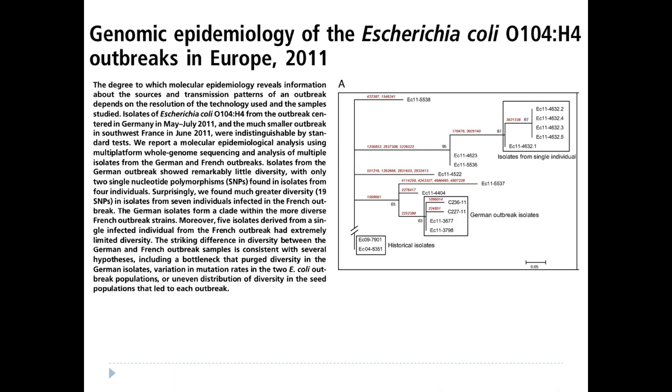Their key point was that the outbreak in Germany was very clonal. It obviously was just one point source of a strain that then explosively went across the whole of Germany in one episode. But if you looked at other related strains, they've been evolving over time. And in one individual, in fact, there's almost as much evolution in strains coming out of one individual as there was in the E. coli outbreak in Germany.